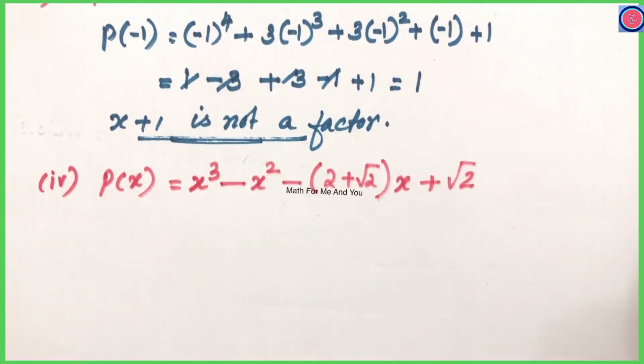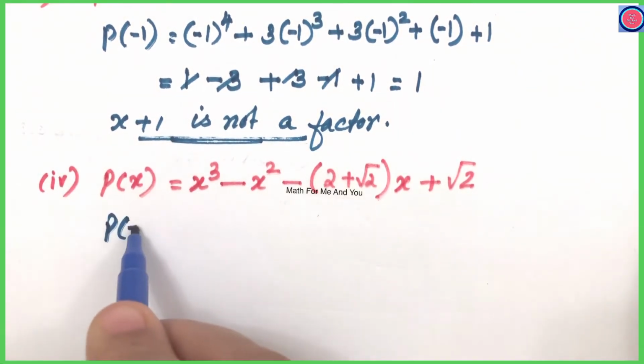Next polynomial p of x is x cube minus x square minus 2 plus root 2 times x plus root 2.